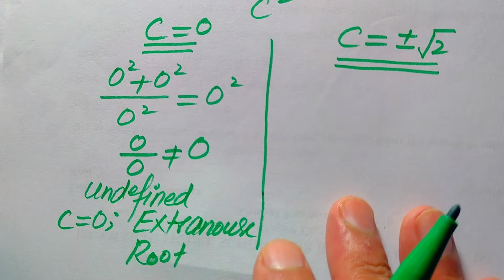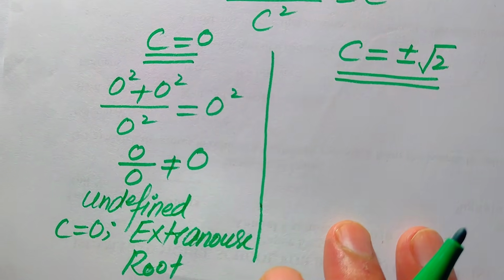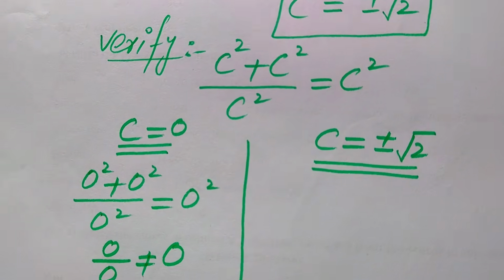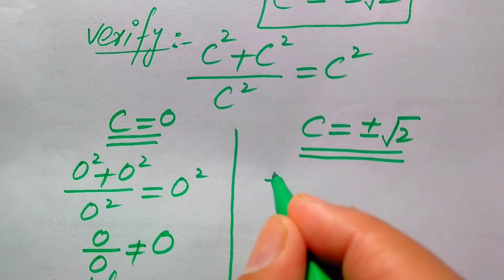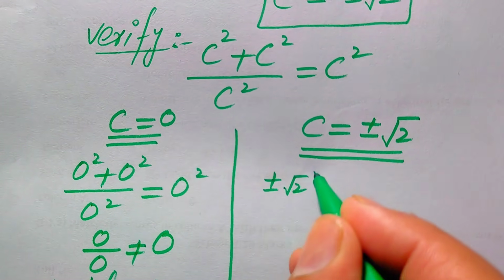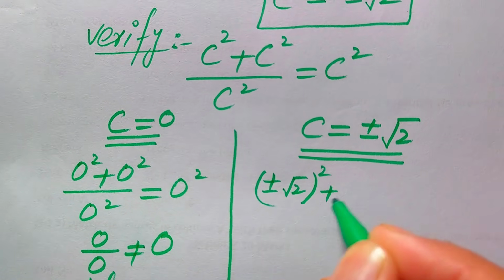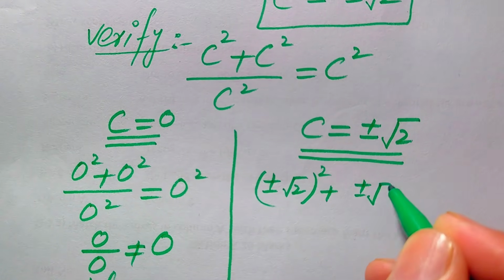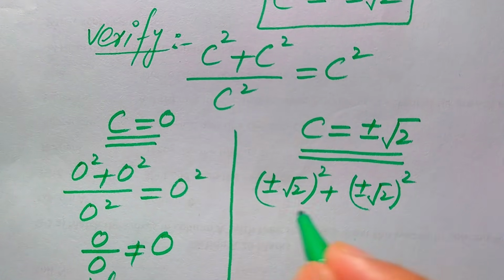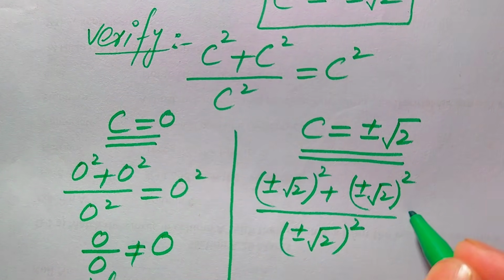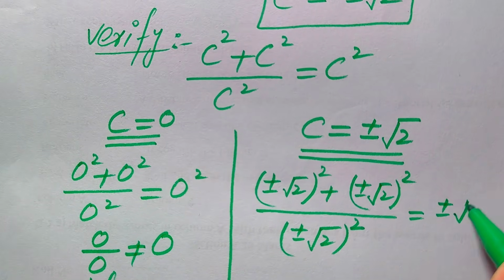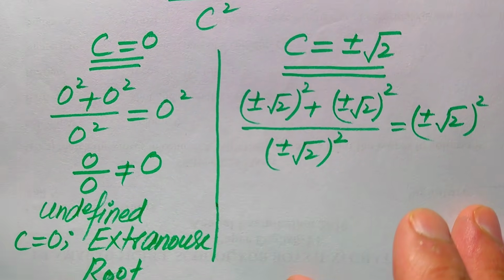And now, in the same pattern, we need to verify the second roots of the given equation. So we substitute c equals plus minus square root of 2 on both sides, and it becomes plus minus square root of 2 whole squared plus plus minus square root of 2 whole squared divided by plus minus square root of 2 whole squared equals plus minus square root of 2 whole squared.